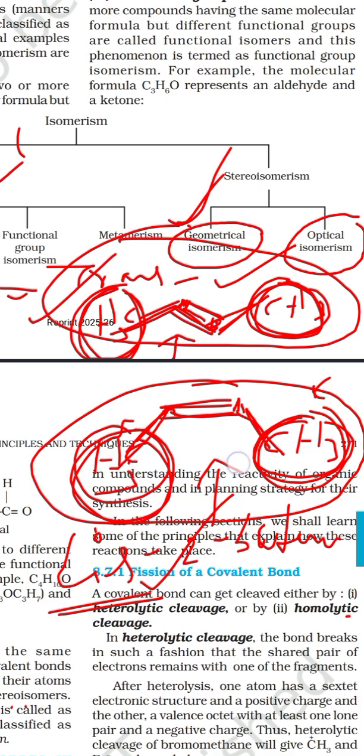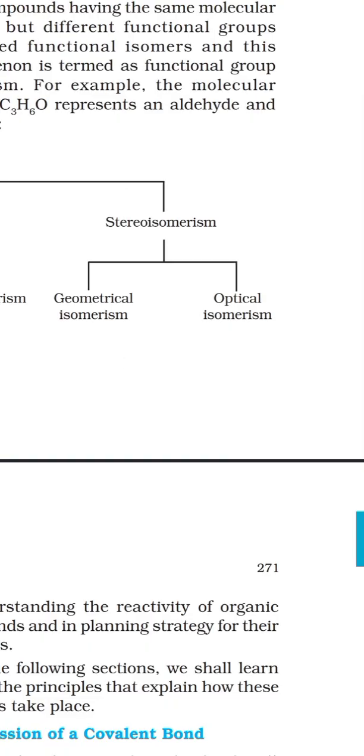Both have the same molecular formula and the same structural formula, but differ in the position of their methyl groups in space. Here both methyl groups are in opposite directions in space; here both methyl groups are in the same direction in space. So the same molecular formula and structural formula, but a difference in the arrangement of atoms or groups, is called stereoisomerism, and this type is called geometrical isomerism. Examples: cis 2-butene and trans 2-butene.